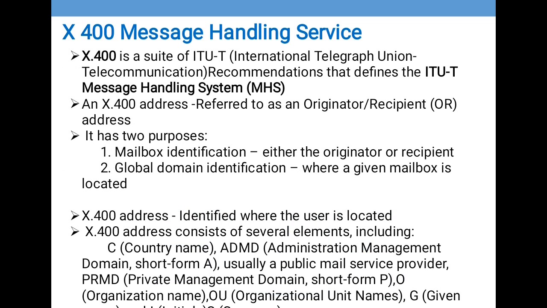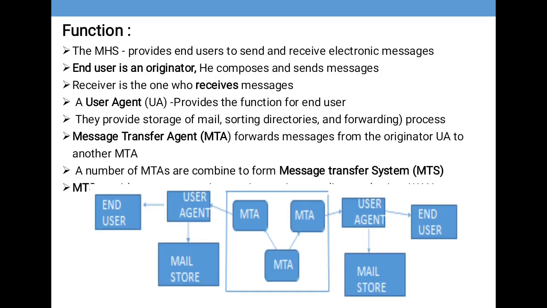Mailbox identification is nothing but identifying either the originator or the recipient. Global domain identification is nothing but where a given mailbox is located. And the X400 address identifies where the user is located by several elements: country name, administration management domain, private management domain, organization name, organization unit name, given name, etc.